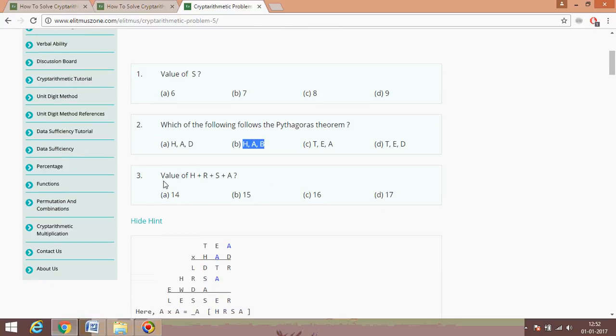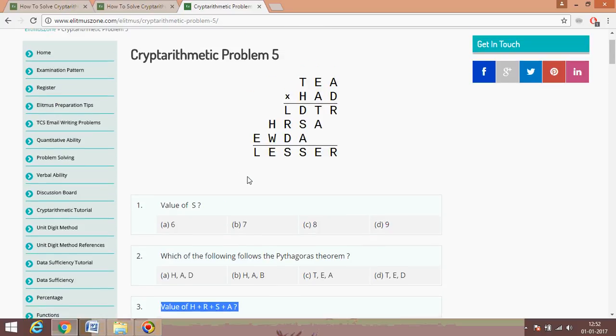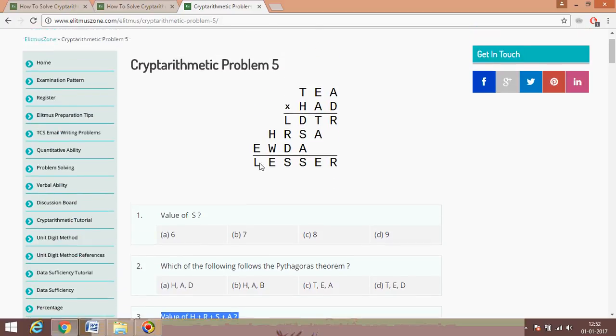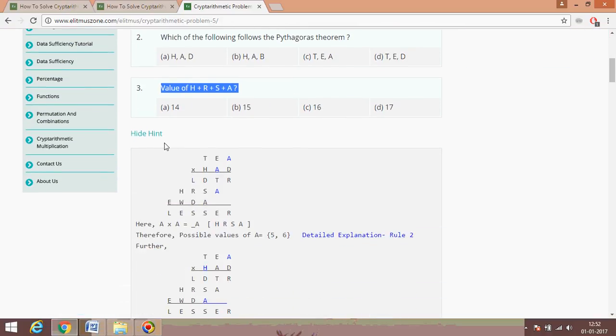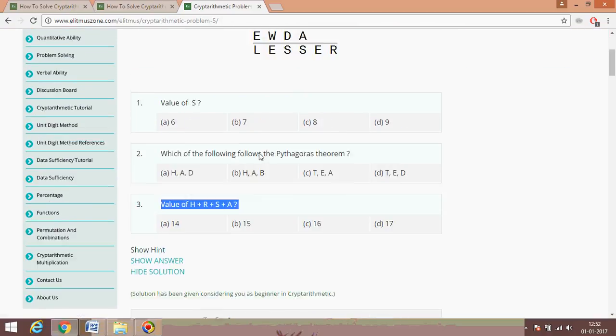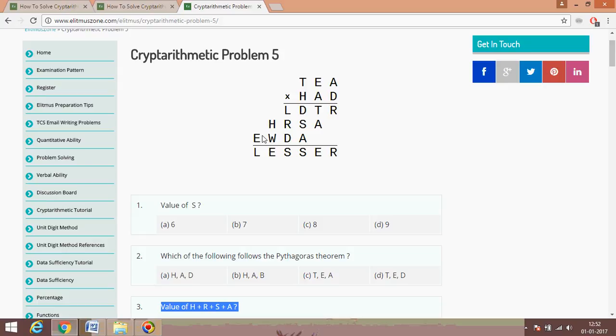After that you have to find what is the value of H plus R plus S plus A. So these 3 basic questions you have to answer after getting the values corresponding to each alphabet. So let's go to solving the problem first. What you have to do is identify some hints so that you can proceed for the solution.